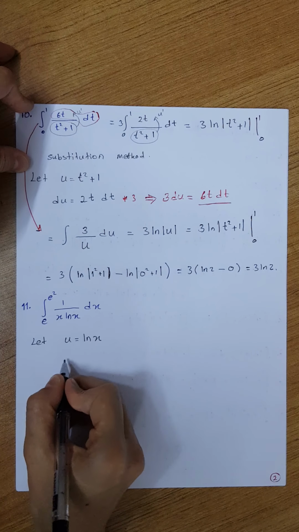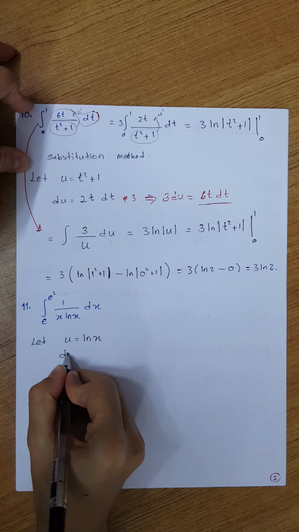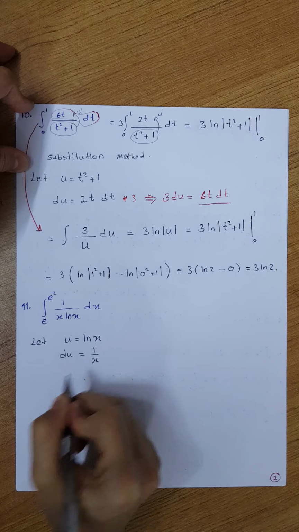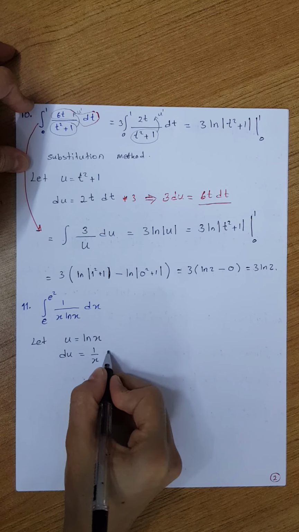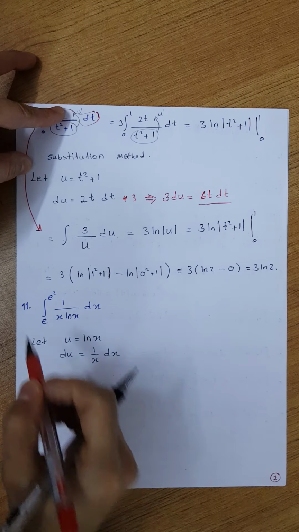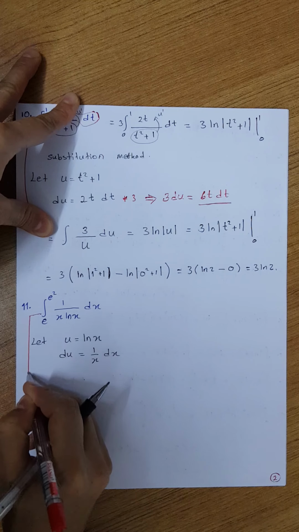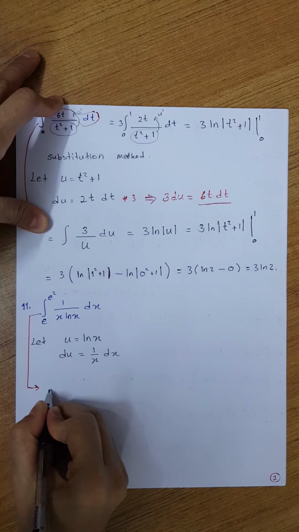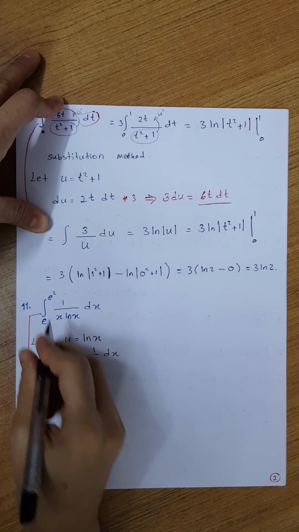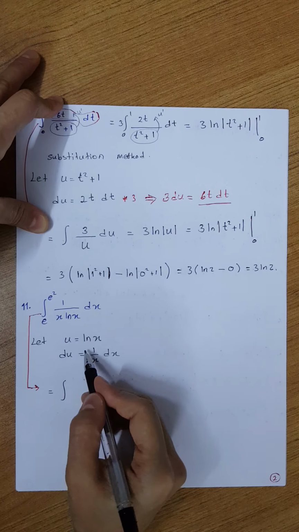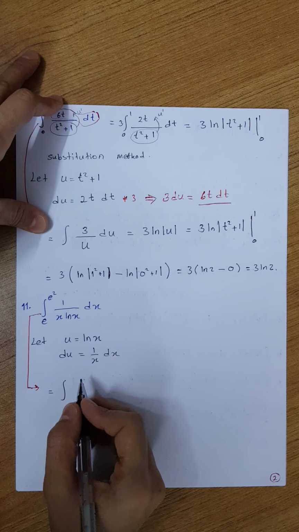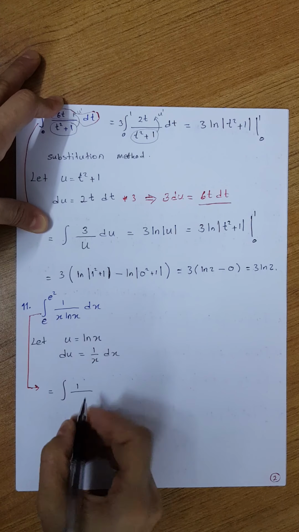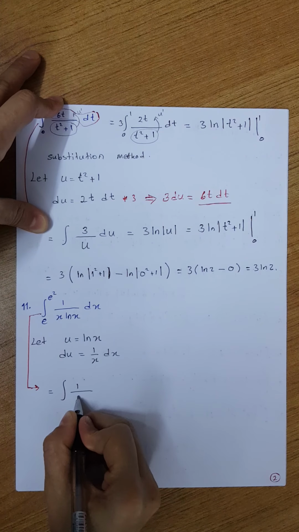Directly after u, what do we have to do? We have to find the derivative of that new substitution. So the derivative of ln of x is equal to 1 over x dx. So we have to change the integration from x variables to u variables. That integration is equal to what? Without writing any bound because we have changed the variables. That will be 1 over ln of x is considered as u, so I will write u here.